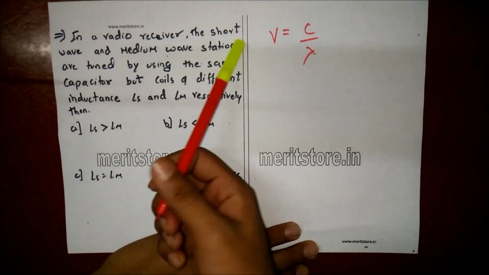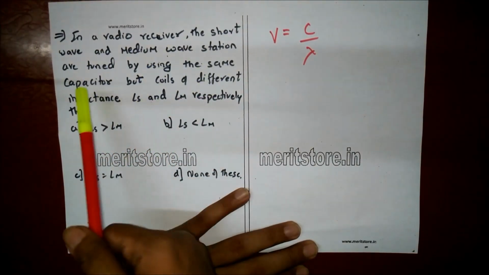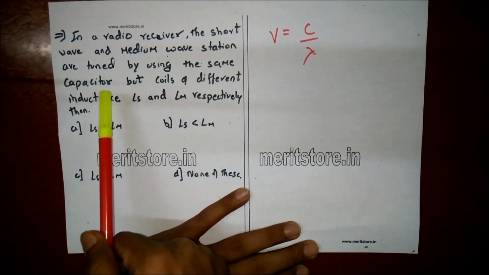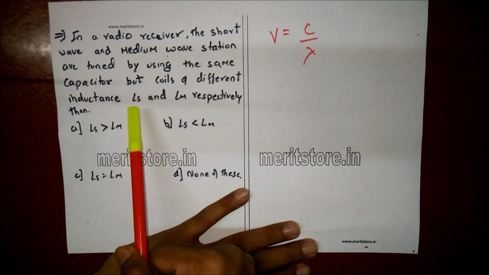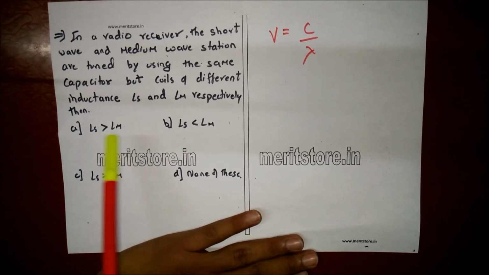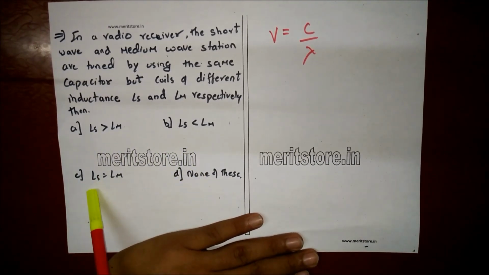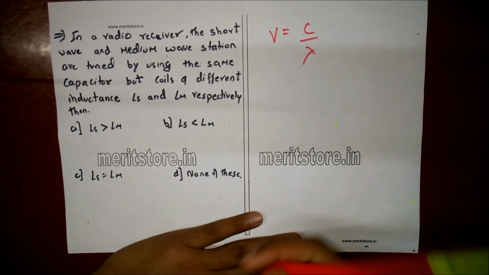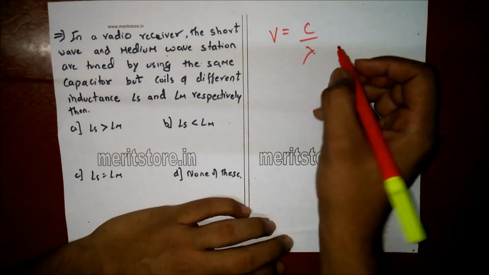In a radio receiver, the short wave and medium wave station are tuned by using the same capacitor but coils of different inductance Ls and Lm respectively. Then A. Ls is more than Lm, B. Ls is less than Lm, C. Ls is equal to Lm, and D. None of these. Now V is equal to C upon lambda.